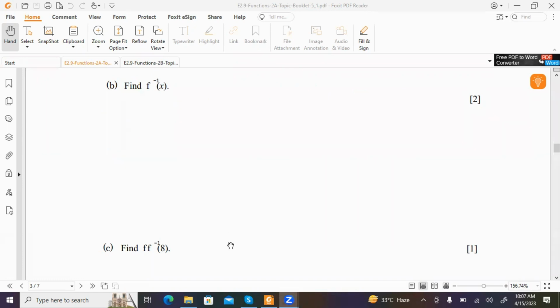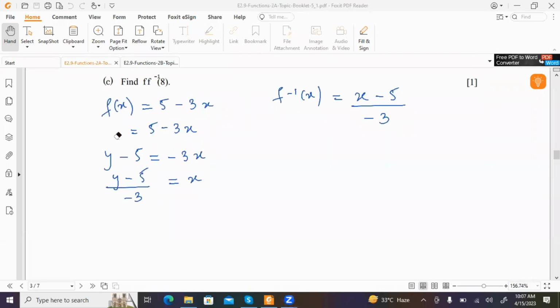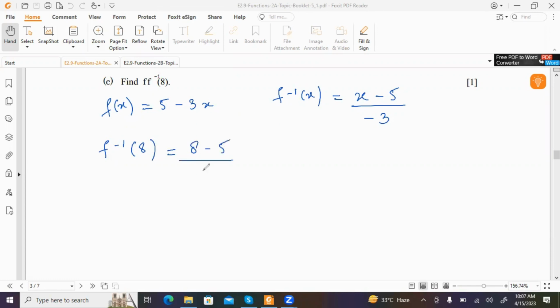Then what they're asking us to do is find f of f inverse of 8. So in this case, we're going to first find the value of f inverse of 8, which would be 8 minus 5 over negative 3. 3 over negative 3 is negative 1. So f inverse of 8 is negative 1. Now this negative 1 basically becomes the domain of f of x.